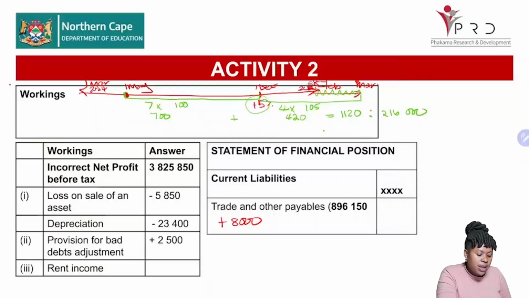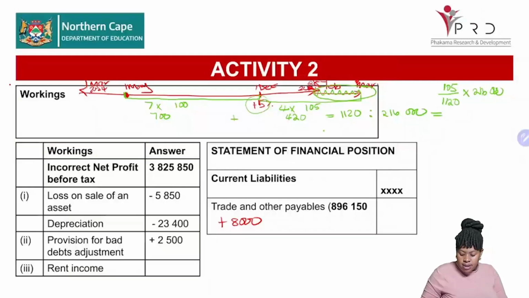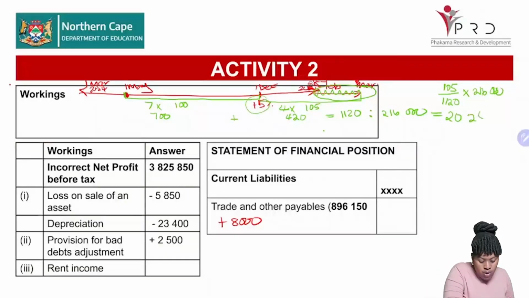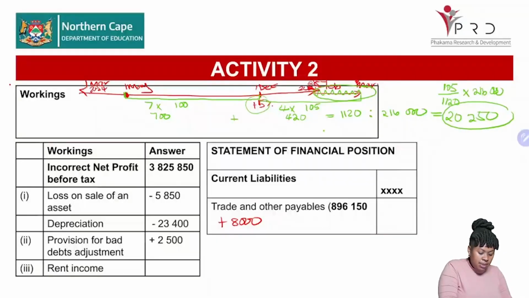Okay, so then we are looking for that 1 month where we were receiving 105. So we are going to use the simple method where we say what we want over what we have, or the unknown over the known. So we don't know how much we were receiving for that 1 month out of the total of 1120. Then we multiply it with 216,000, and that will give us our rent. Okay, so how much is the rent amount? The rent amount will be 20,250. Are we okay?